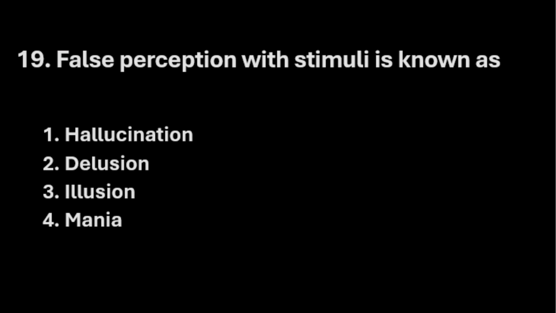Next question. False perception with stimuli is known as option 1, hallucination, option 2, delusion, option 3, illusion, and option 4 is mania. The right answer here is option 3, illusion.